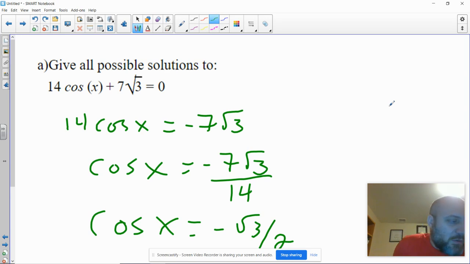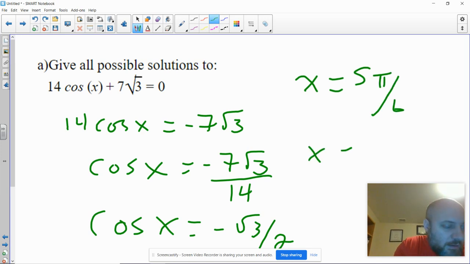This is where I need to go to my unit circle and determine where the cosine value is negative radical 3 over 2. And that occurs in quadrants 2 and 3, because that's where cosine is negative, at the radian measures of 5 pi over 6 and 7 pi over 6.